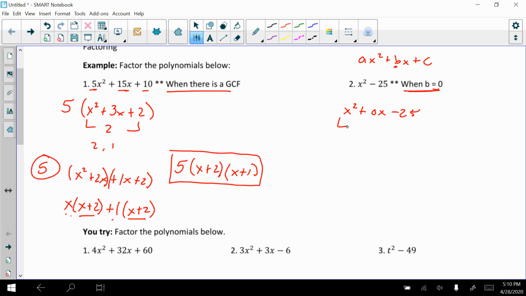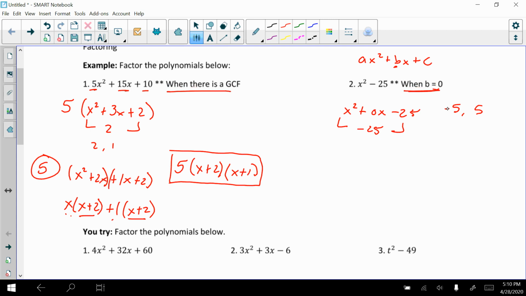I'm going to multiply the first and the last term. 1 times negative 25 gets me negative 25. And I need two numbers that multiply to negative 25 and add to 0. Well, the only factors of 25 are 5 and 5, and 25 and 1. 25 and 1 clearly doesn't work. I know that one of these needs to be negative in order to get negative 25. So let's just say negative 5 and 5.